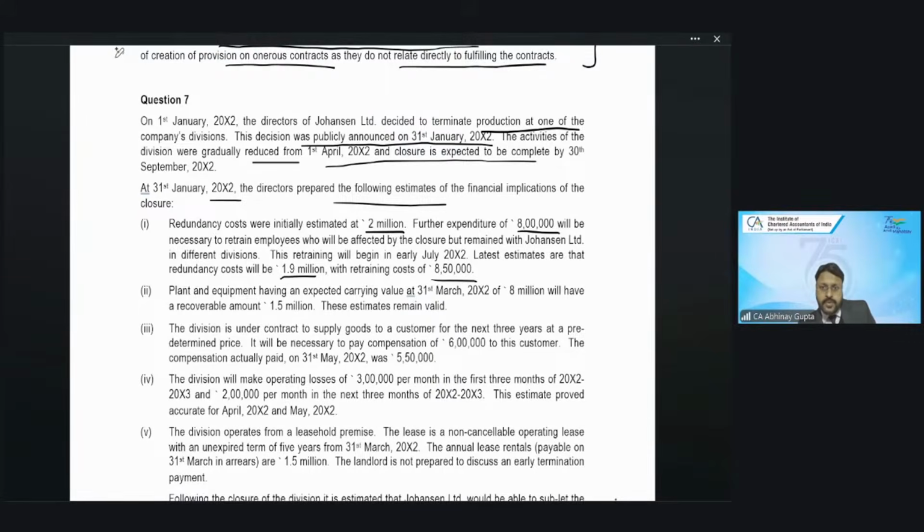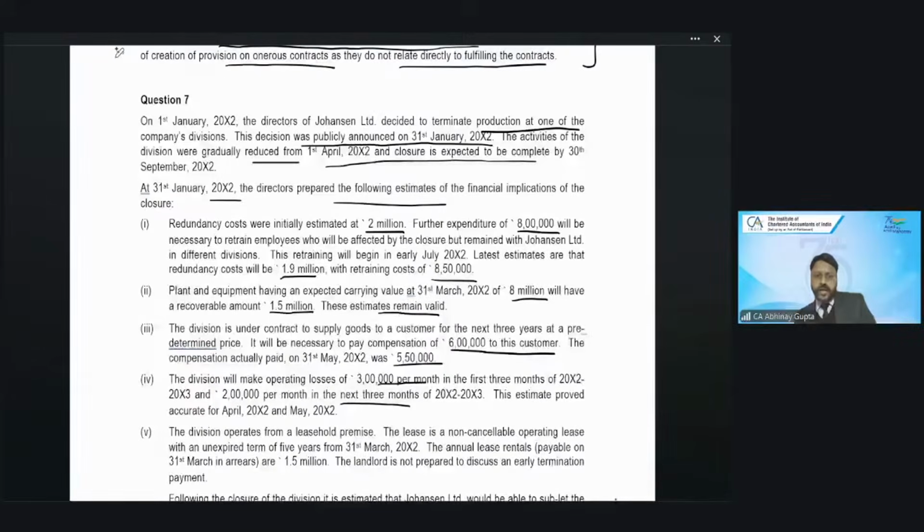Plant and machinery having the carrying amount as at 31st March 2002 of 8 million will have a recoverable amount of only 1.5 million, and these estimates remain valid. The division is under a contract to supply the goods to the customer for the next 3 years at a predetermined price; it will be necessary to pay compensation of 6 lakhs to the customer. The compensation actually discharged on 31st May 2002 is 5 lakh 50,000. The division will be making operating losses of 3 lakhs per month in the first 3 months and 2 lakh per month in the next 3 months.